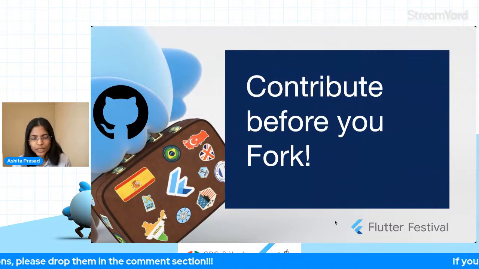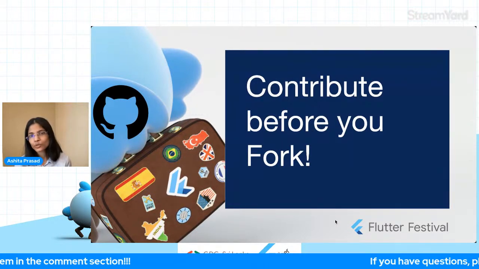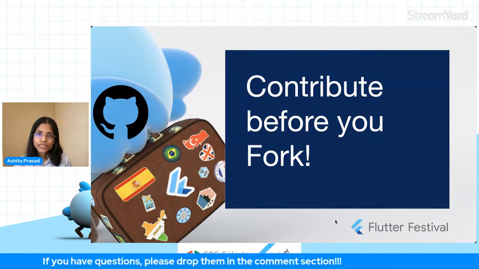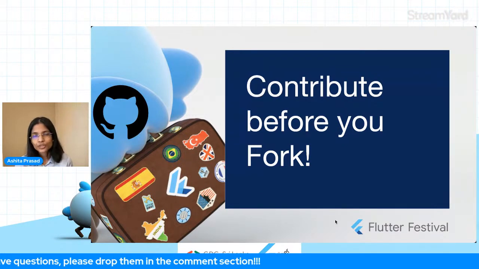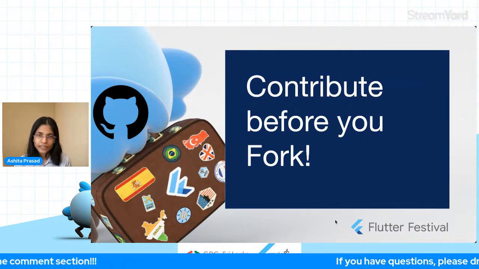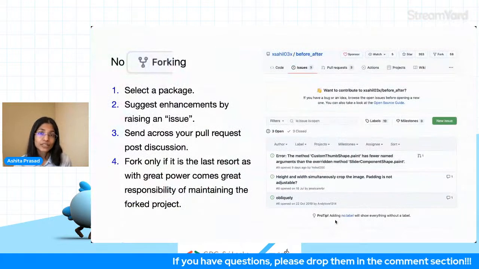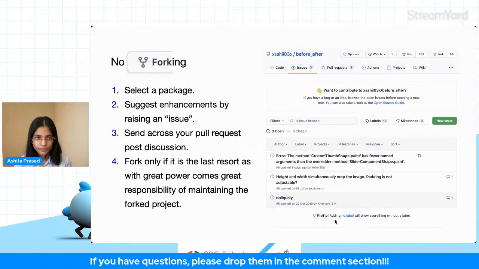So let us now try to understand what happens when, say, you couldn't find the package that you were looking for on pub.dev or even on fluttergems.dev. How do you go about in such a case? In this case, you try to find the package nearest to your requirement and you try to contribute to it. It is very important that you contribute to it before forking.